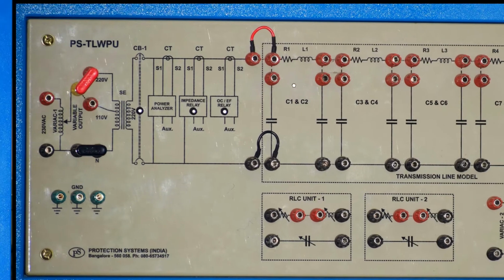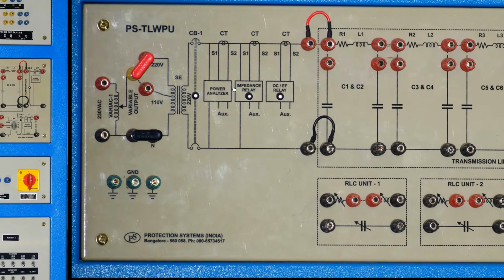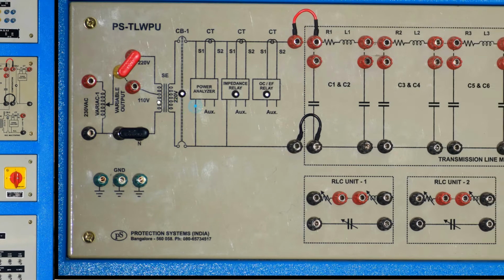And what are the extra things inside the panel? We just have to see before doing the experiment. We have a Variac 1, which is nothing but an auto transformer, and the input is given internally. The output has two options: for this sending end transformer, we can give 220 to this one, and we can give 110 to this one. That depends on which we will use.